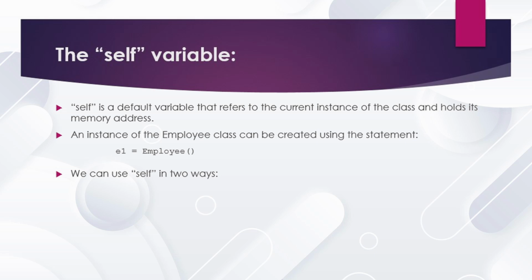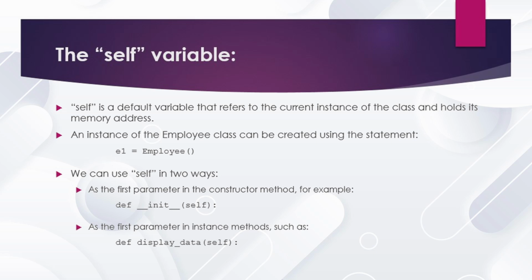We can use self in two ways. As the first parameter in the constructor method, for example, def init self, or as the first parameter in instance methods, such as def display data within parentheses self. Here, the display data is an instance method and it operates on the instance variables of the object.